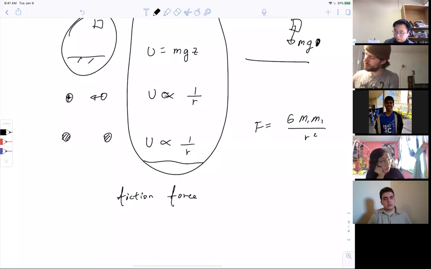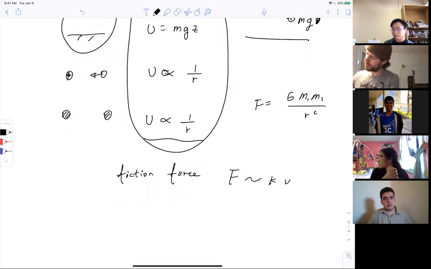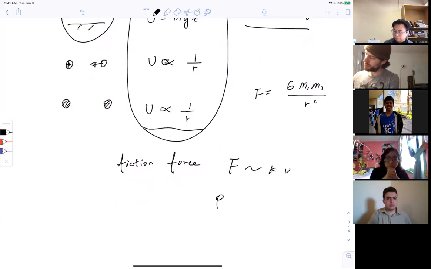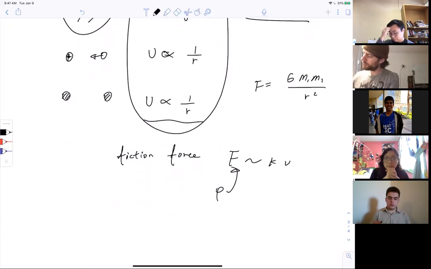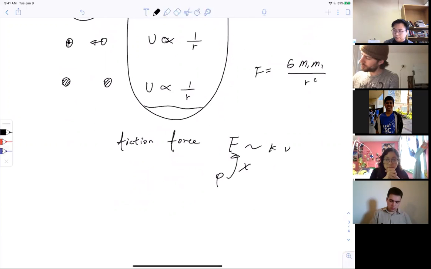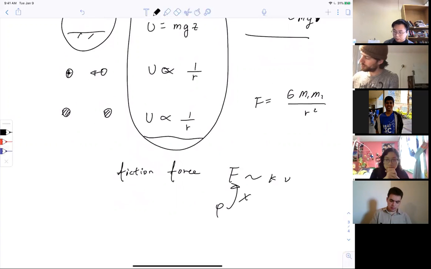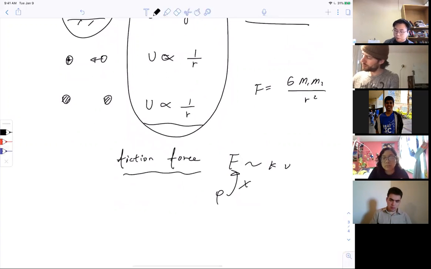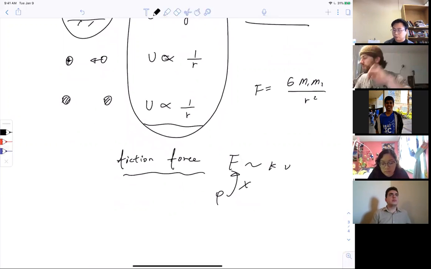Friction force. For example, if I have a force that's proportional to the velocity, there's no way to assign a scalar potential with this force. In this case, this friction force will not conserve the energy of the system. It will transfer the energy from the system to the environment and eventually becomes heat. The temperature will increase.